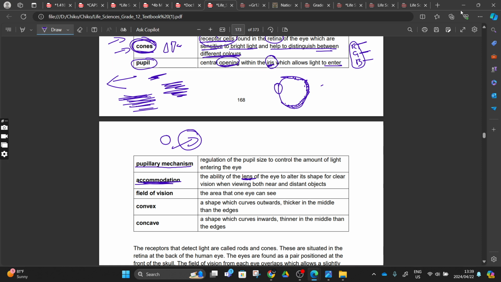It can change shapes, it can change its movement, right? We are going to learn about this tomorrow. And then from there, they said we have to learn about the field of vision. What is the field of vision? This is the area that one eye can see.